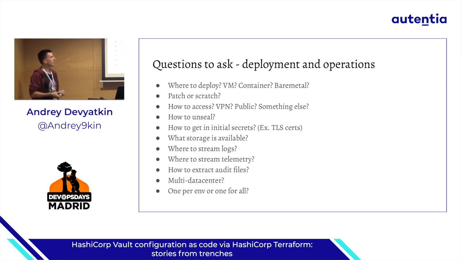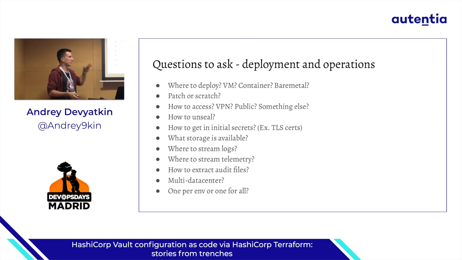And also, what is the storage you have? Where do you stream logs? Where do you stream telemetry? Because what you want is to eliminate the need for anyone, operations or developers, to go to the Vault box, since it's a place where your crown jewels are. And because of that, you want to get everything out of it. So if someone wants to see the logs, they should be available outside of that box. If they want telemetry, it should be outside. If they want audit files, they should be outside, and so on and so on.